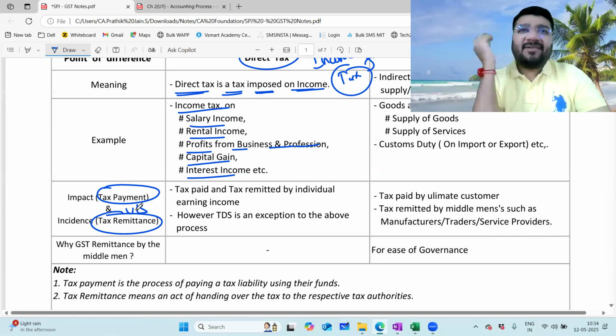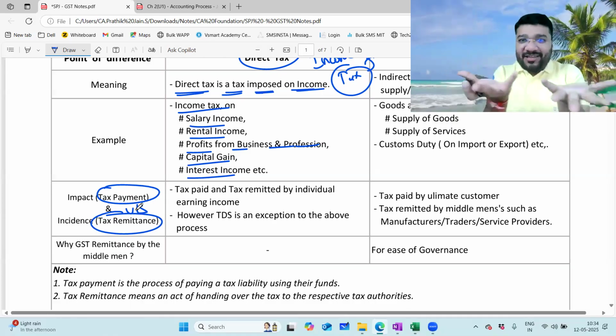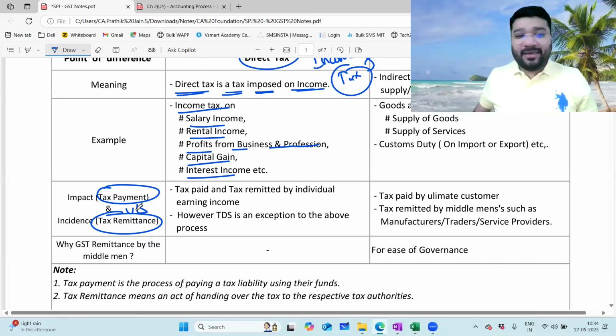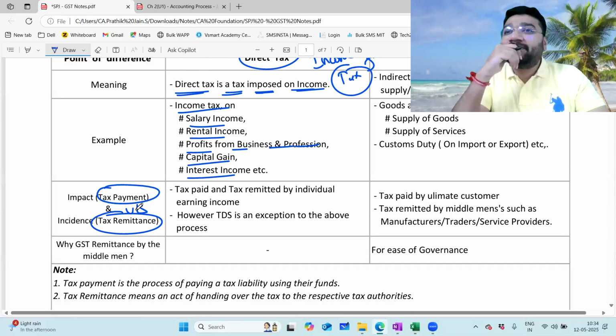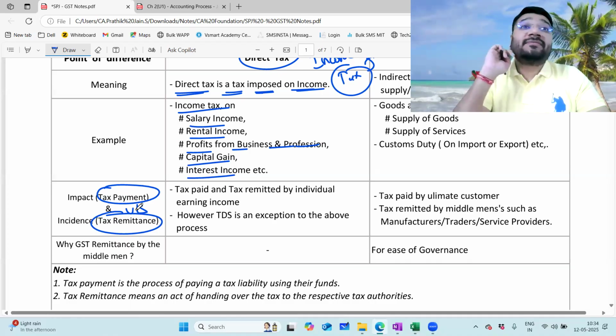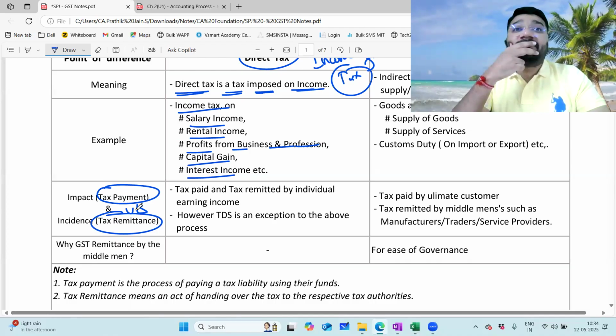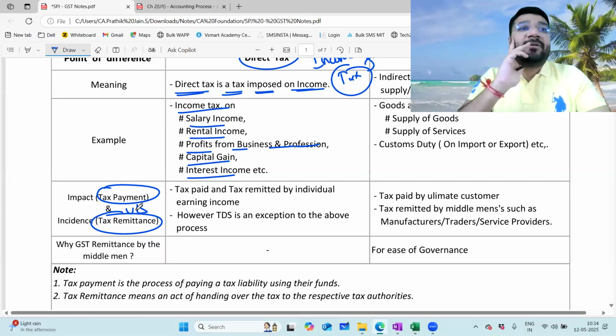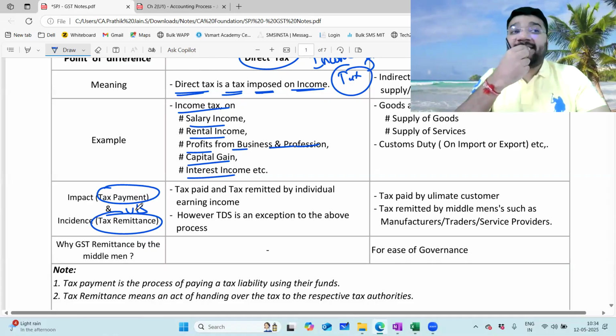If the guru answers, everybody's up. You're looking so seriously at that poor fellow that he is getting scared now. Tell me, what is the meaning of tax payment? Tax payment, paying tax. Okay. Then what is tax remittance? Sorry? No. But good attempt.